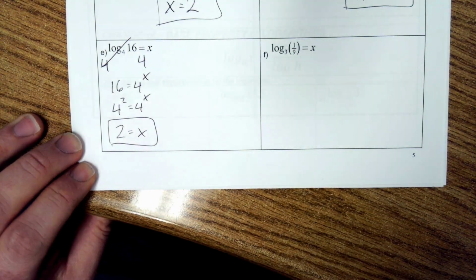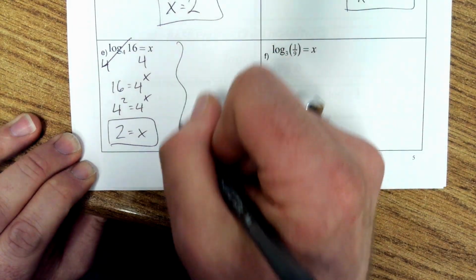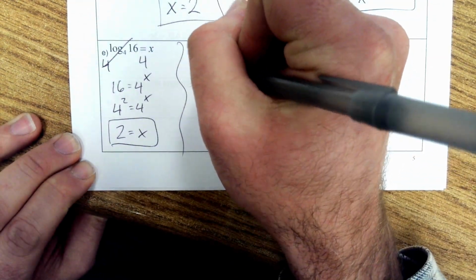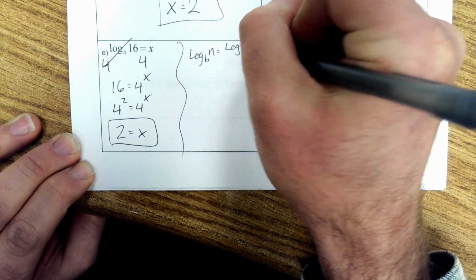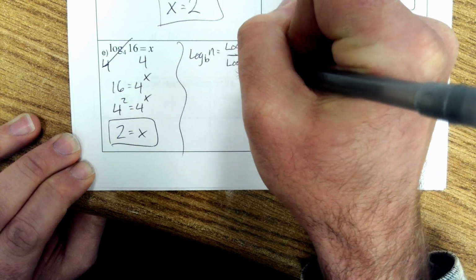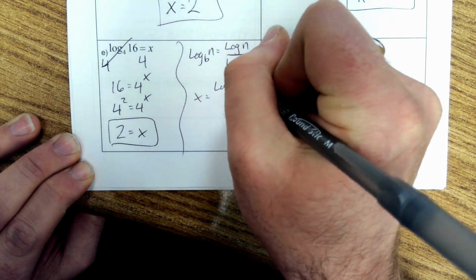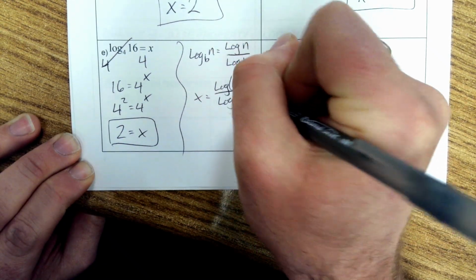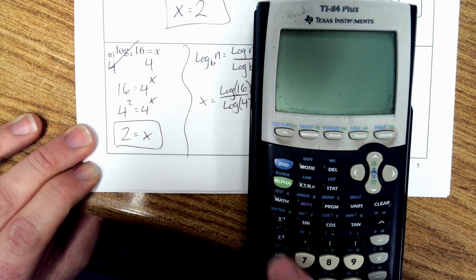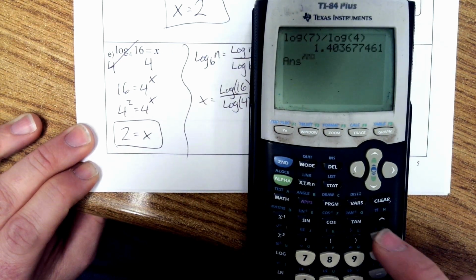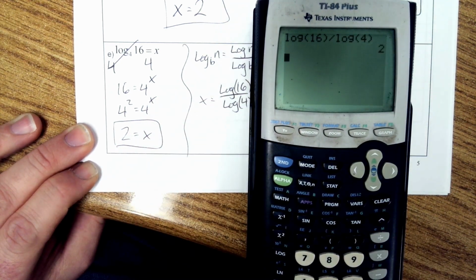Or again, we could have used that change of base formula that we talked about in the last video, where the log base b of a number you can calculate in your calculator as the log of that number divided by the log of the base. So we could have said that x equals the log of 16 divided by the log of 4. If we look at that here, log 16 divided by log 4 is still the 2 that we got.